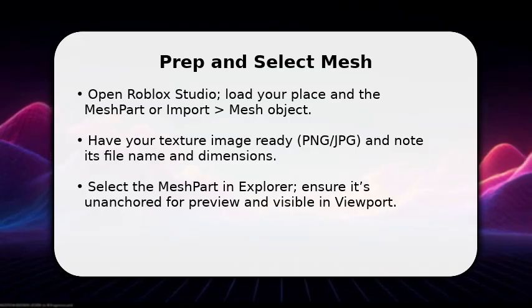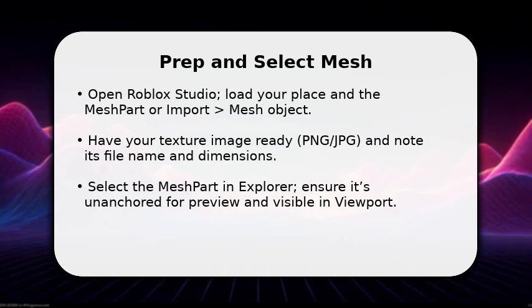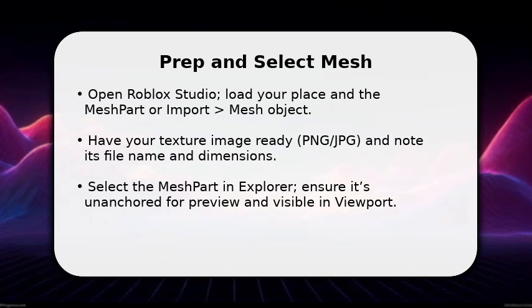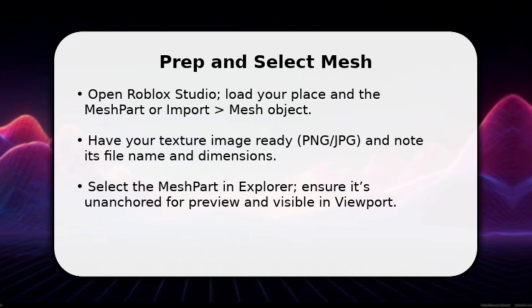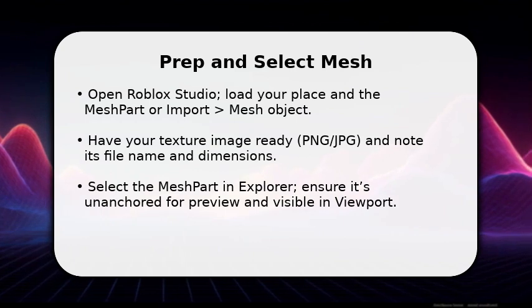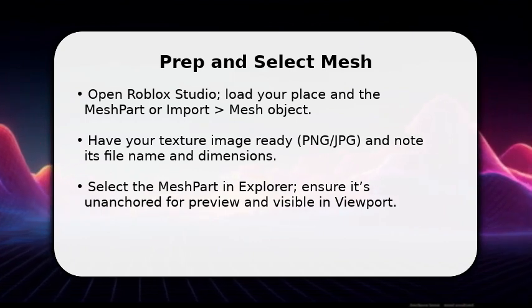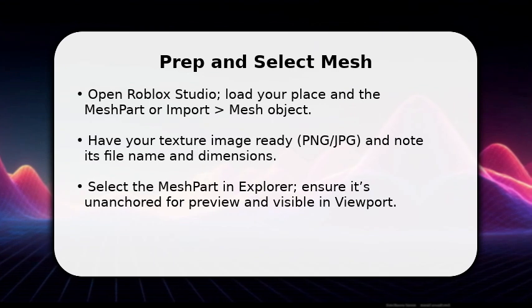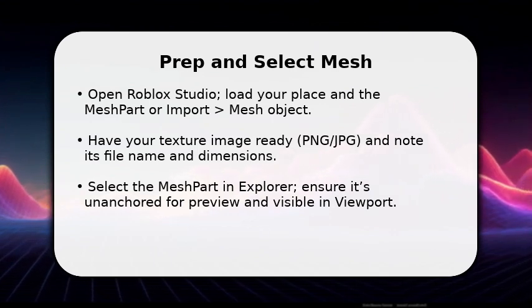You start with the essentials. Open Roblox Studio and load the place containing the mesh part. Once done, select that mesh part in Explorer and keep your texture file handy. You need the image imported into Roblox as an asset, so go to the Asset Manager or use Create Import to add the PNG or JPG.